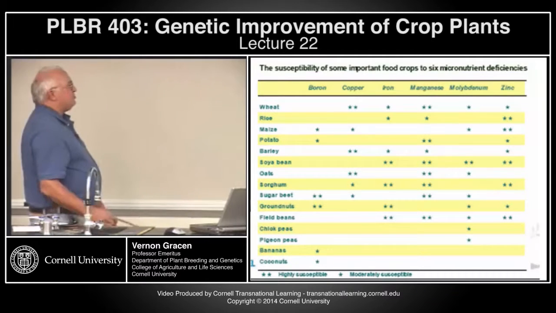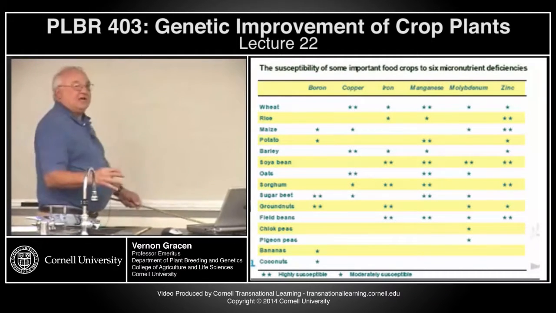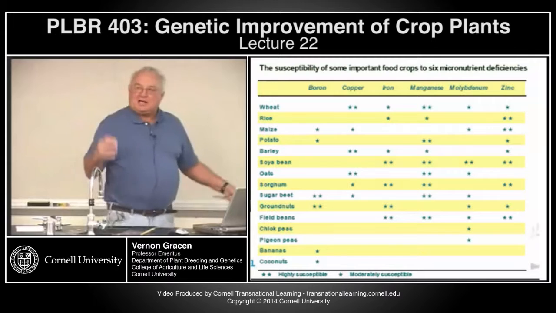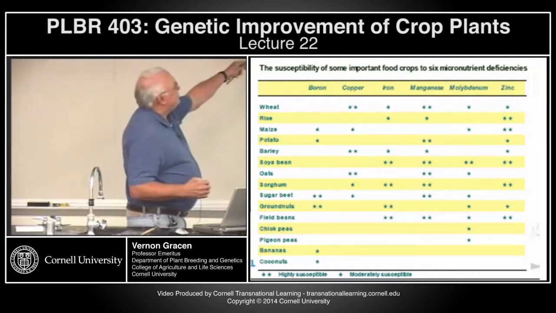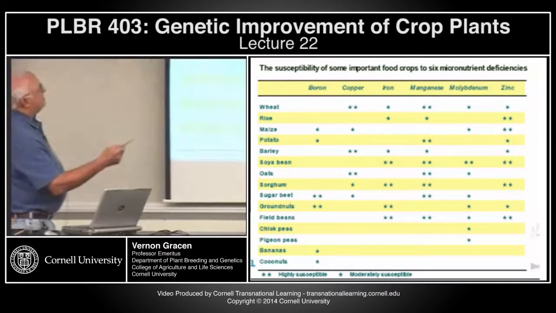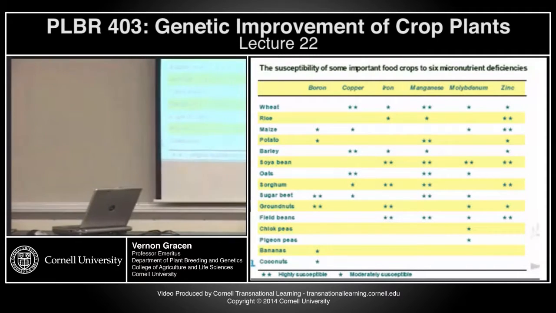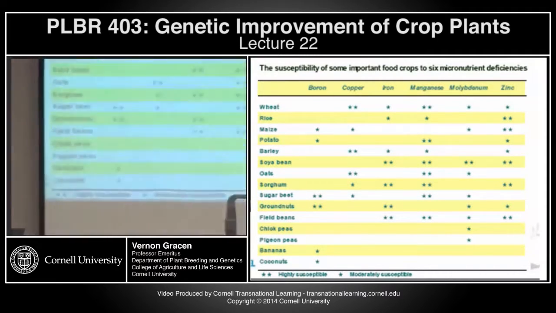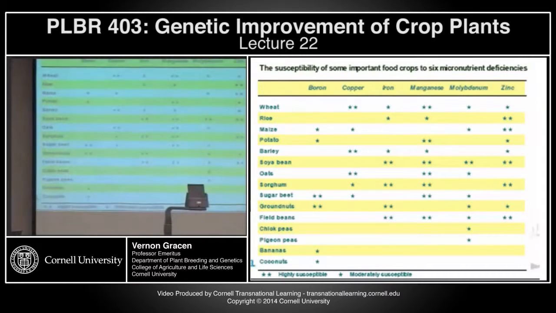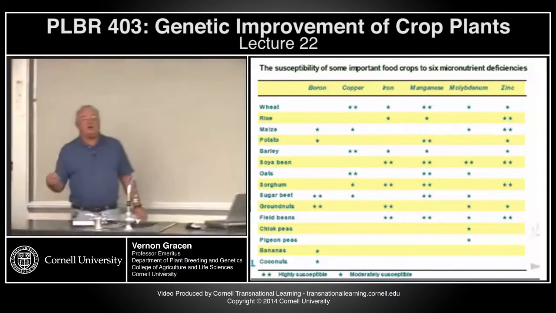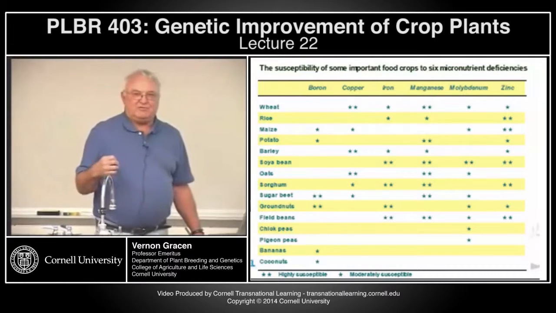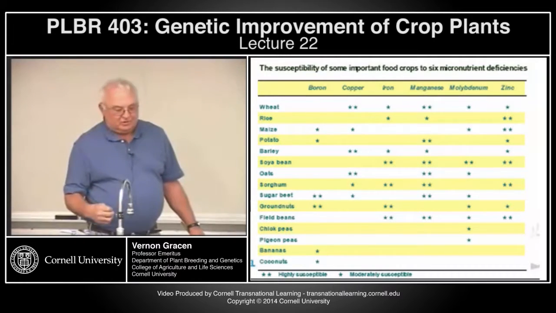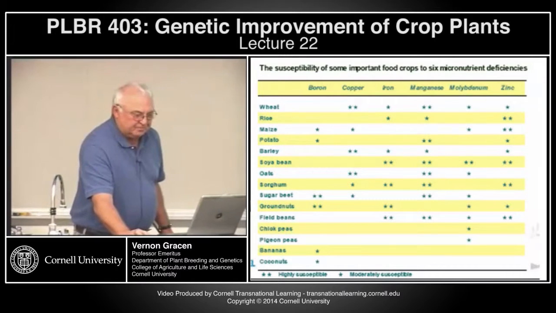In terms of micronutrients, as you can clearly see from this slide, I know this is hard to see, but basically boron, copper, iron, manganese, molybdenum, and zinc, and a series of major crops. Most crops have one or more micronutrients that are essential, and they're very, very sensitive to lower levels of those nutrients.